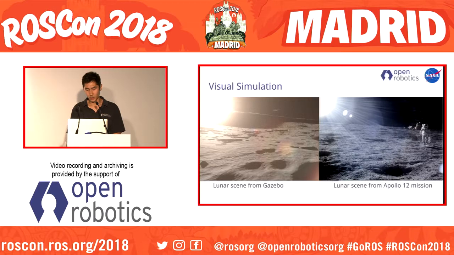So we end up with something like what you see on the left. There's an image produced by Gazebo, and for comparison, we have an image from a different mission, Apollo 12. I think in general we are satisfied with the results. There are always things that we can improve on and tweak with more time. But throughout this presentation, we'll show you how we created the scene that you see on the left.